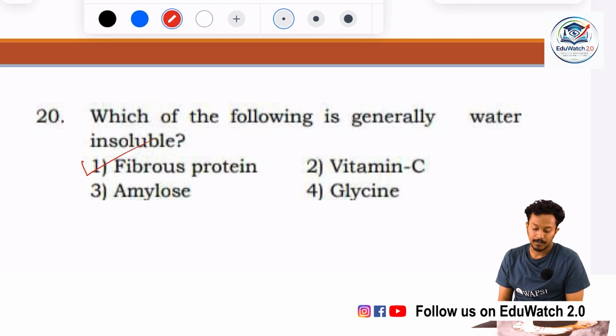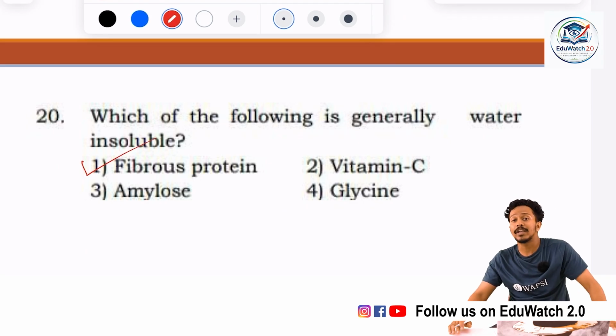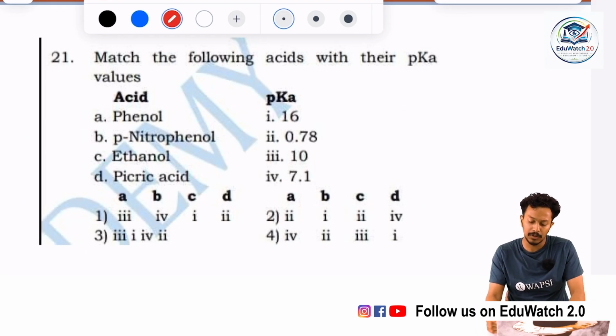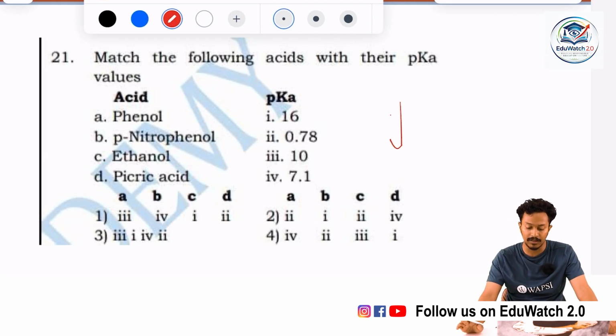Question number 21. Match the following acids with their pK value. Okay, this is one tricky question. This is because lower the pK value, higher the acid strength. We have to note the point that lower the pK value, higher is the acid, which means higher is the strength of acids. Sorry, higher the strength of acids. Are you clear with the concept? Then we can move on to the question.